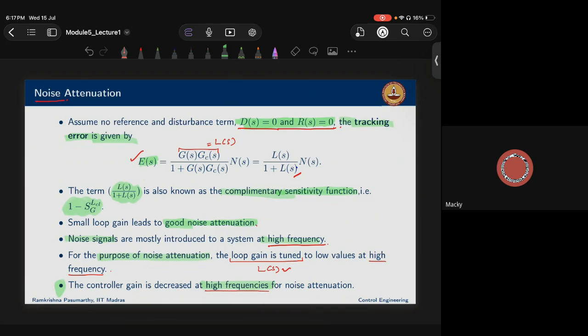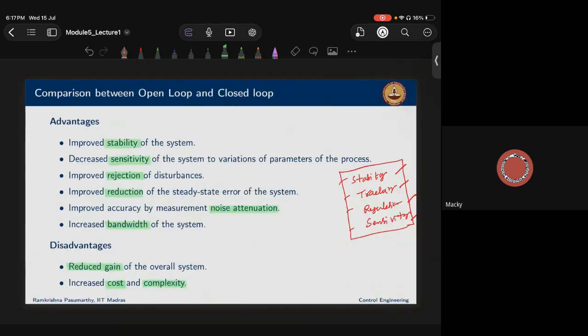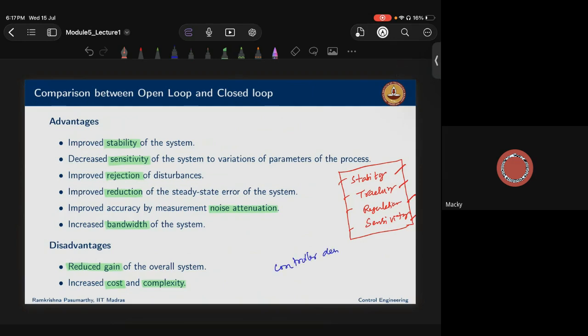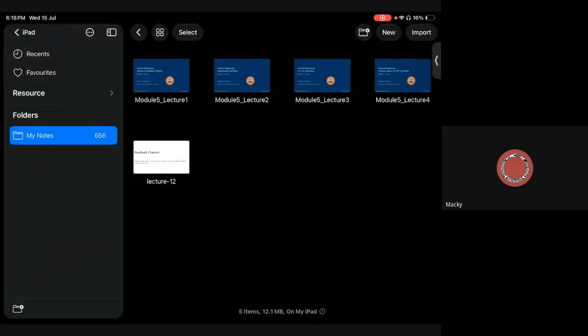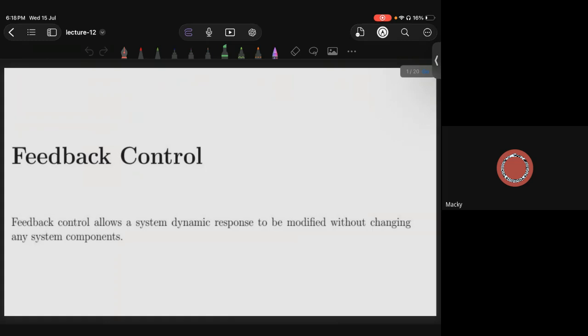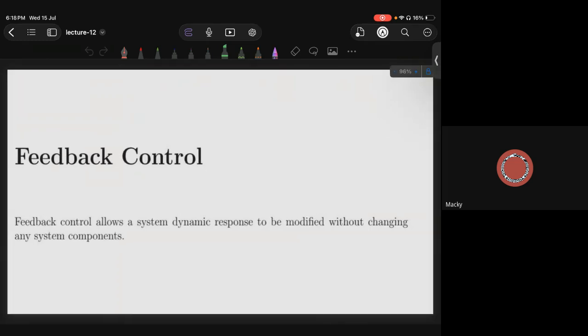So now we will enter into the main concept of controller design. Let me go to those slides. We'll enter into the main concept of controller design. I'll go a little slowly. If you don't understand anything, you can ask me. I'll also share this PDF in the discourse.